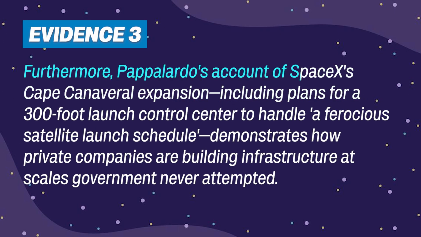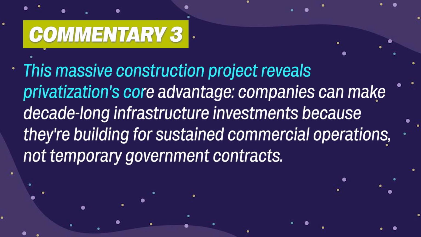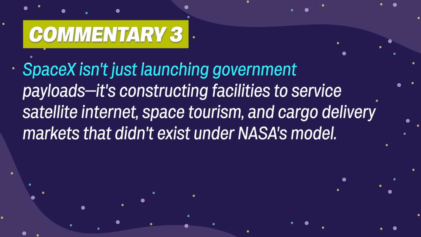Furthermore, Papalardo's account of SpaceX's Cape Canaveral expansion, including plans for a 300-foot launch control center to handle a ferocious satellite launch schedule, demonstrates how private companies are building infrastructure at scales government never attempted. This massive construction project reveals privatization's core advantage. Companies can make decades-long infrastructure investments because they're building for sustained commercial operations, not temporary government contracts. SpaceX isn't just launching government payloads, it's constructing facilities to service satellite internet, space tourism, and cargo delivery markets that didn't exist under NASA's model.